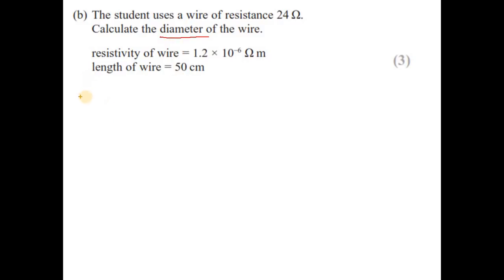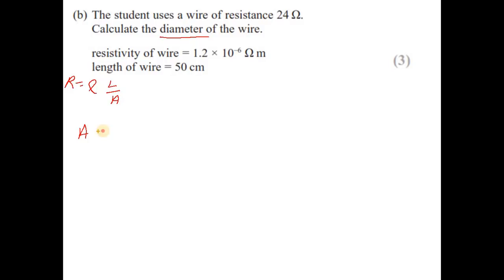You just need to use only one equation, which is R is equal to rho L by A, because you need to find the diameter. So you can rearrange. First you can find A, and then you can use A is equal to pi r square to figure out the diameter. So let's just rearrange the equation and make A the subject.